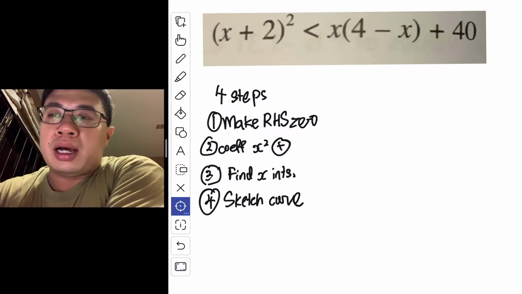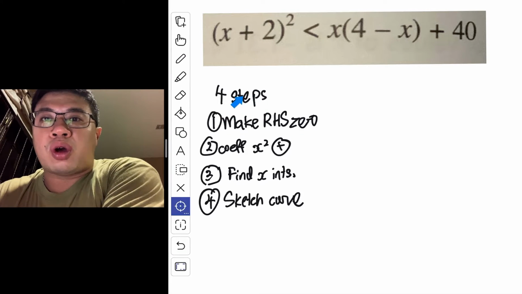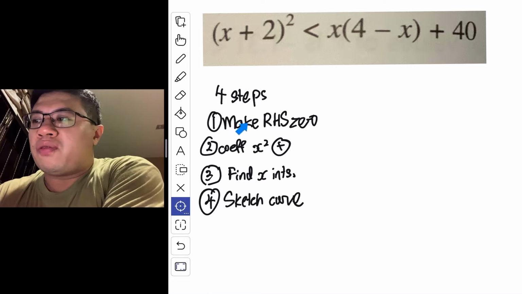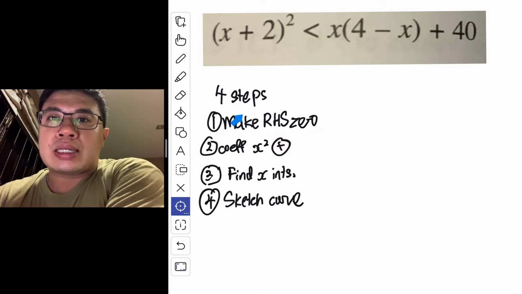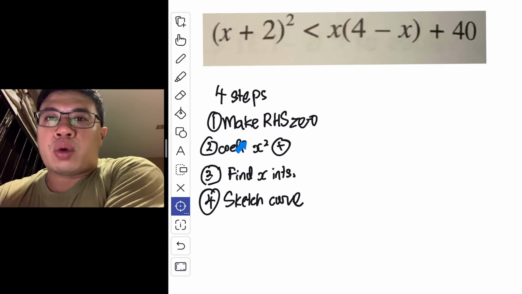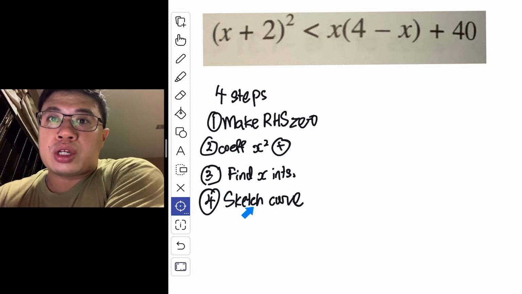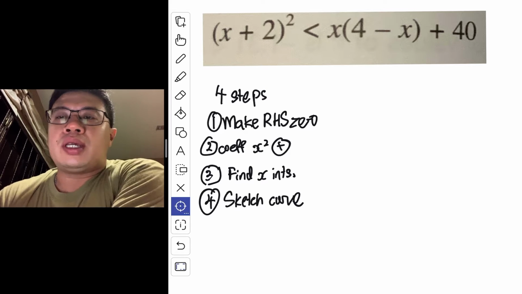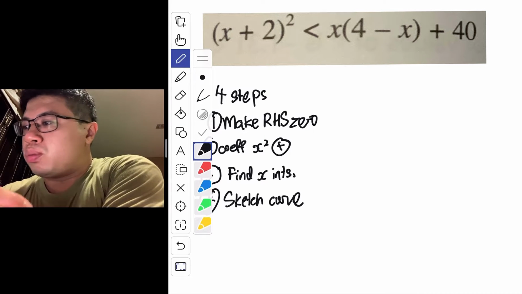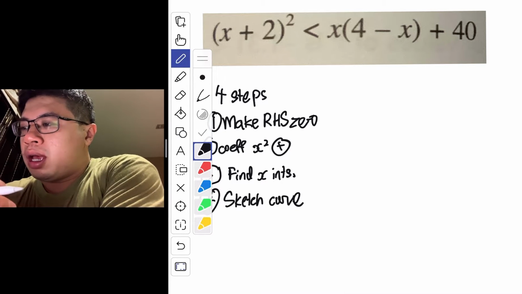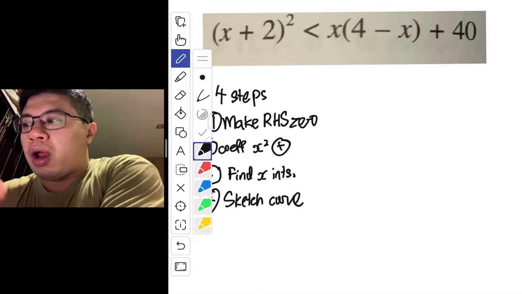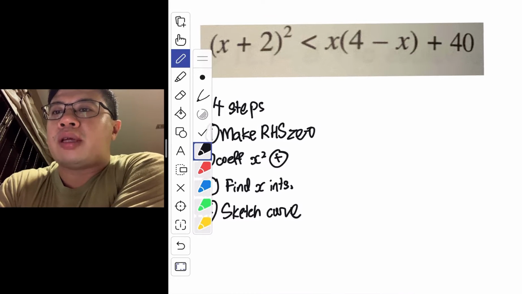Now recall, from my earlier videos, the 4 steps to solving a quadratic inequality, or the 4 things to ensure. You make the right hand side 0, the coefficient of x squared positive, and finally find the x-intercepts before you sketch the graph. Okay, so over here, we first have to push our right hand side to be more than 0. Either your right or your left is fine, so I'm just going to keep it on the right side.